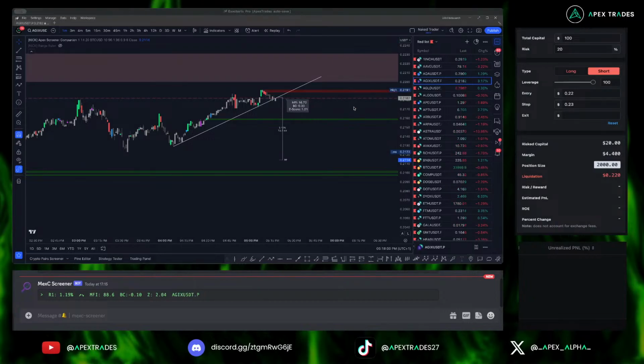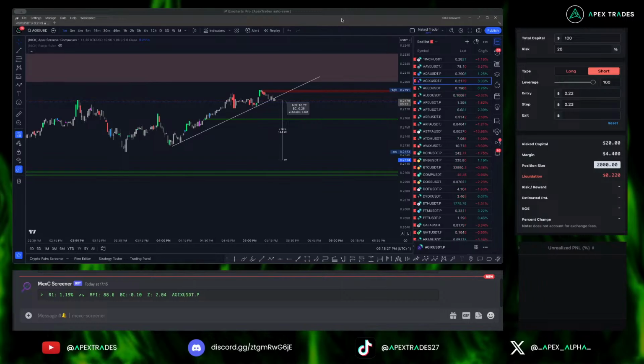See that position size on the right hand side? What I did is I put in my total capital, that's how much capital I've got in the account, let's just say. And then what's the risk? 20%. Well, that risk equates to a $20 risk, right? So that means for me to be able to take the trade, I have to have at least $4 in the account or margin, right?